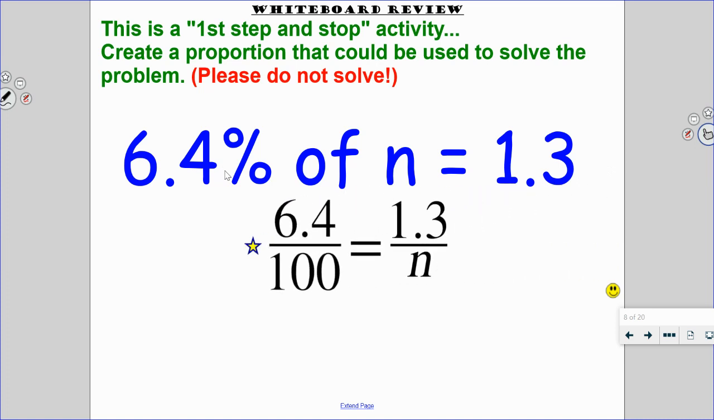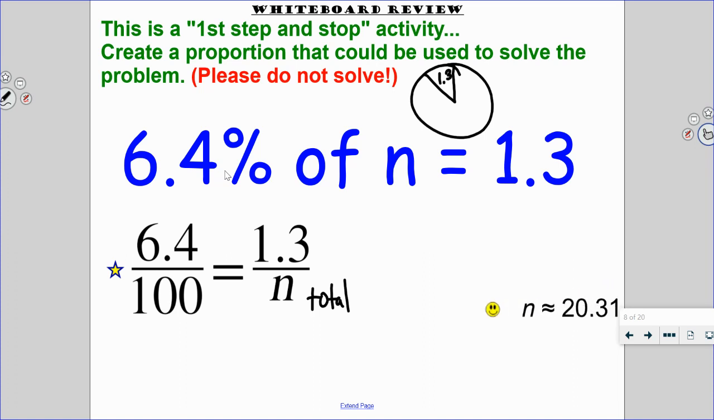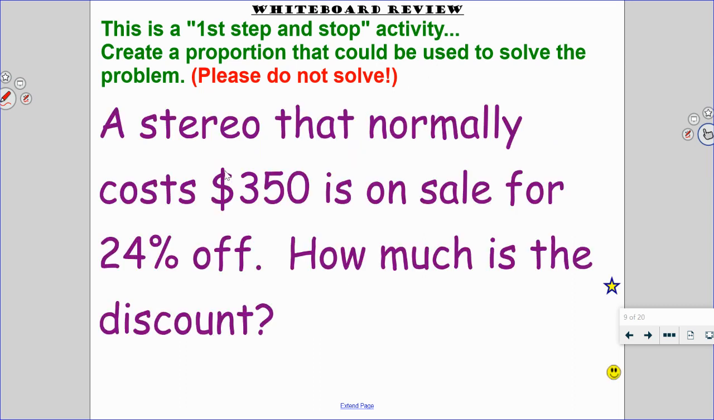Now notice here, 6 and 4/10%, not a big deal, but in this case, it actually gives us the piece, the part. So 1 and 3/10 compares to the total or the whole amount of n. Pause if you wish to solve. Come on back. If you did solve, you would find that the entire thing would be about 20 and 31 hundredths. And pause, come back when you're ready.